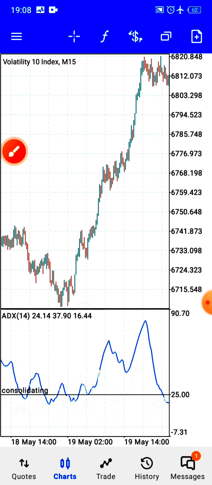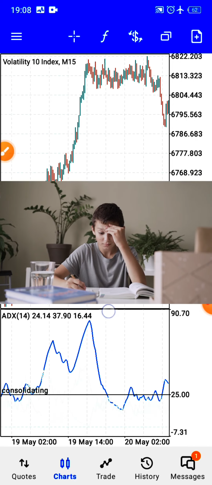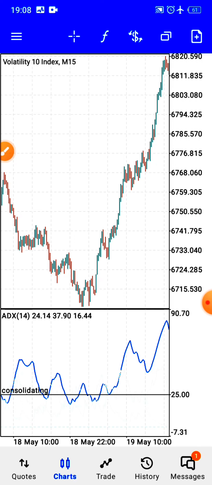So I know that you don't like studying, right? So I've done the studying for you, right? I've researched and I found this indicator so that it can help you, after a certain number of trial and error, right? I found that's the perfect indicator for you guys, right? So the indicator that we're going to be using over here is actually the ADX, the average directional movement index, right? So that's what we're going to be using, right?